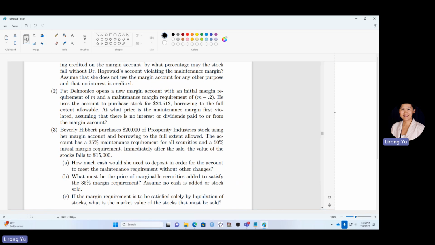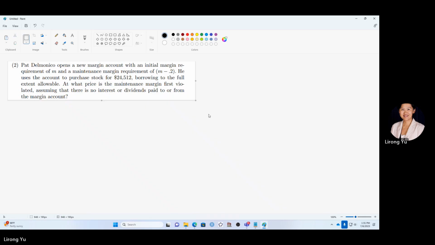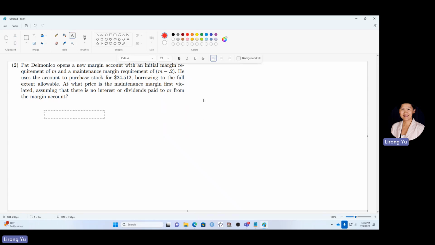All right, so let's use this one as an example to illustrate how the relation between the initial margin and the maintenance margin works. In this case, the margin balance is M times 24512. So this is what you have to put in your margin account.